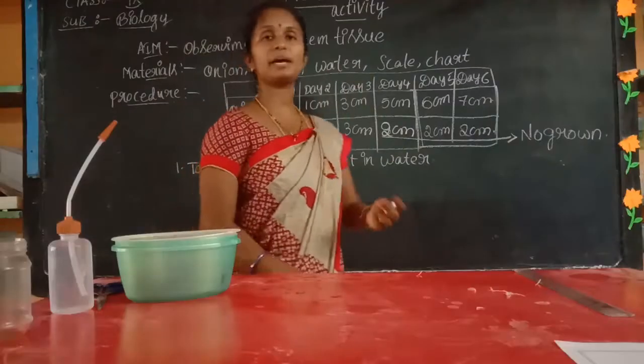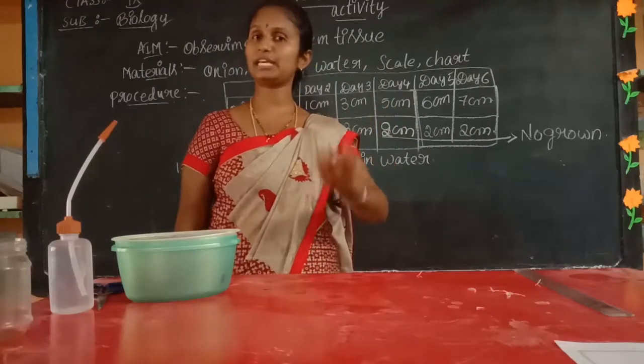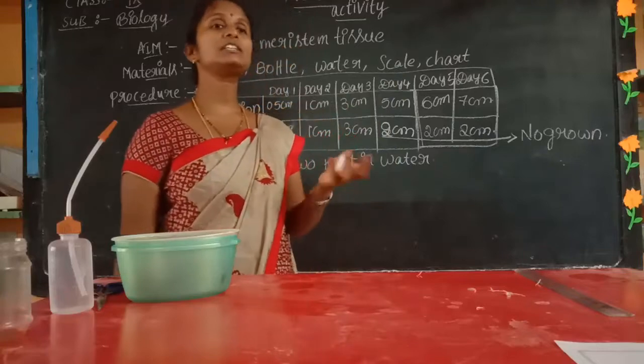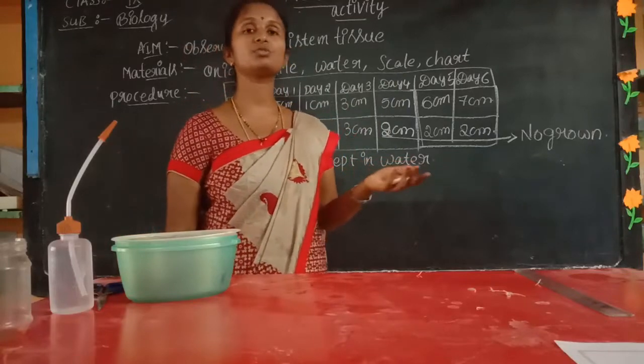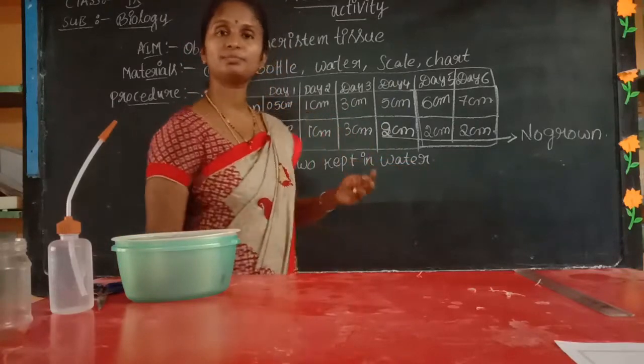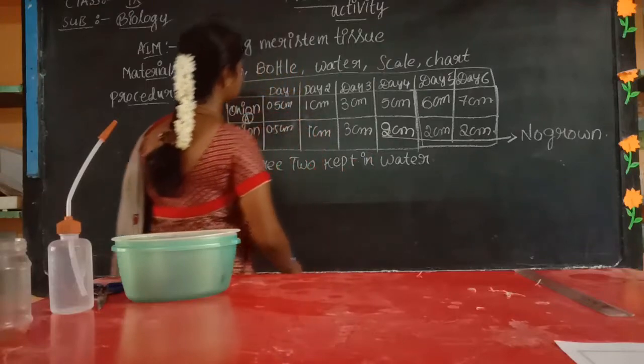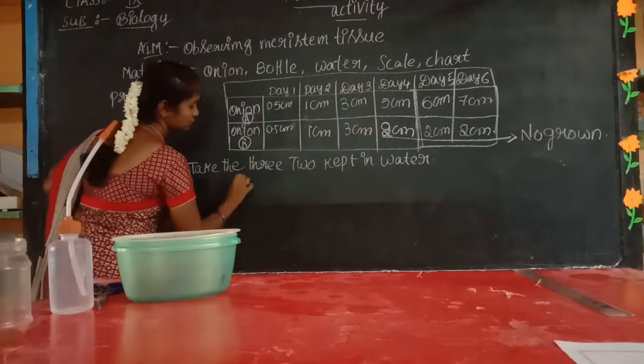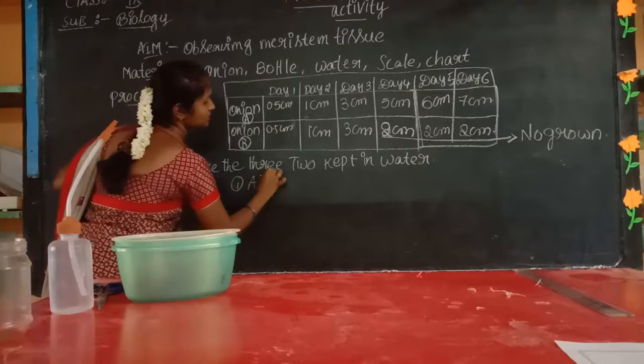And these meristematic tissues are going to be explained in the next class. And what are the types of these meristematic tissues? There are 3 types of meristematic tissues. What are they? Now we will see. First one, apical meristem.